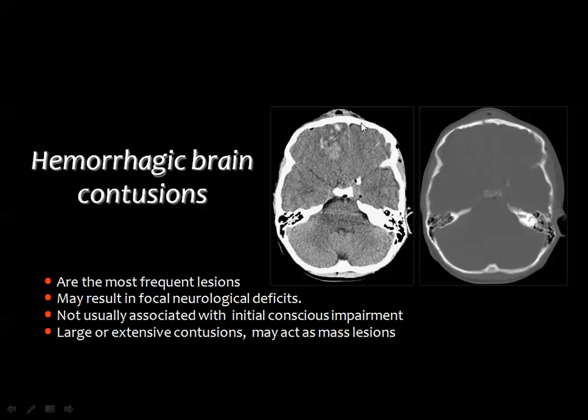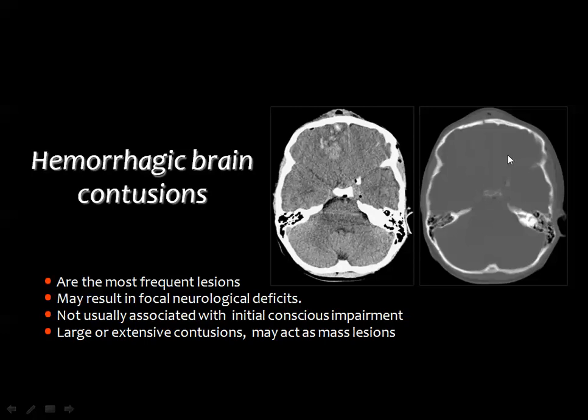If you are going to write a report or answer in the exam, then if you see hemorrhage, you say this is hemorrhagic brain contusion. If you don't see hemorrhage and you say this is brain contusion, you know that this contusion should be hemorrhagic, in spite of you don't see the hemorrhage in the scan.